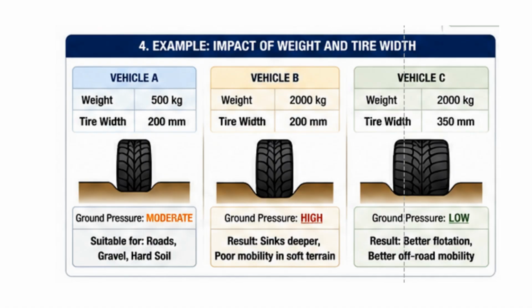This image shows how vehicle weight and tyre width influence ground pressure and mobility. Vehicle A weighs 500 kilograms and uses a 200 millimeter wide tyre. Because the vehicle is relatively light, the load is spread over the tyre contact area, producing moderate ground pressure. This setup is generally suitable for roads, gravel, and firm soil. Vehicle B uses the same 200 millimeter tyre width, but the vehicle weight increases to 2,000 kilograms.